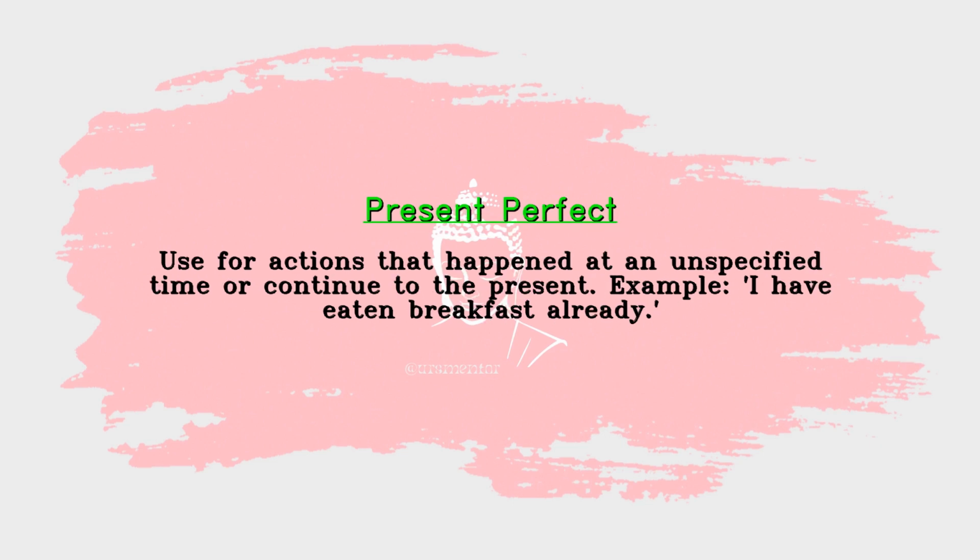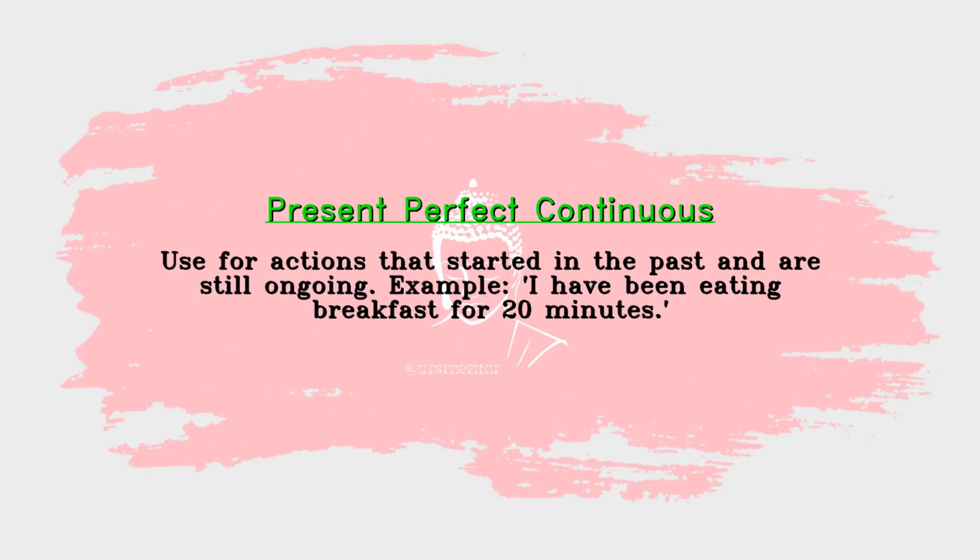Present perfect. Use for actions that happened at an unspecified time or continue to the present. Example, I have eaten breakfast already. Present perfect continuous. Use for actions that started in the past and are still ongoing. Example, I have been eating breakfast for 20 minutes.